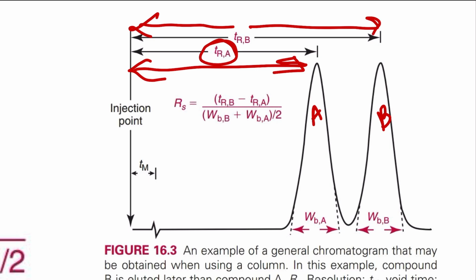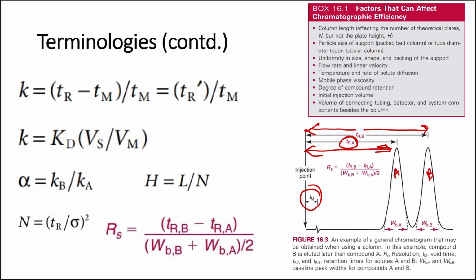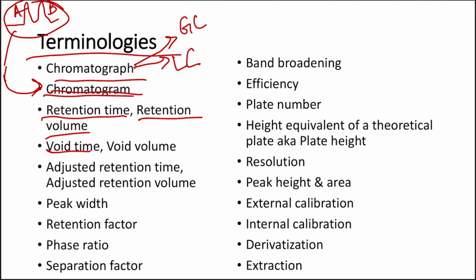So retention time is basically the time it takes for a component to stay in the chromatographic system and be detected for the first time in the detector. And retention volume is the volume which is detected by this particular detector. So that is about retention time and retention volume. Then we have void time and void volume, as you can see here.